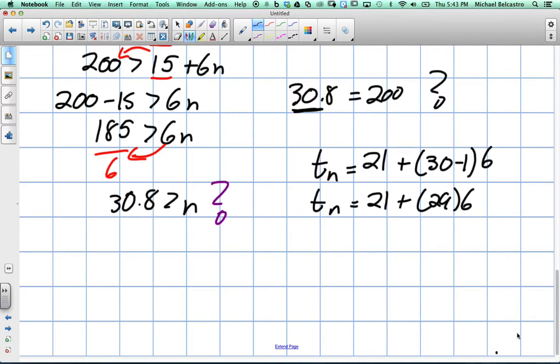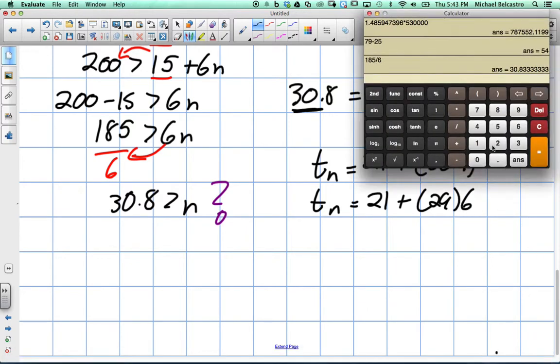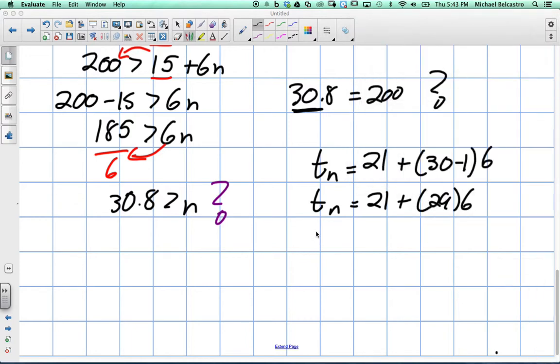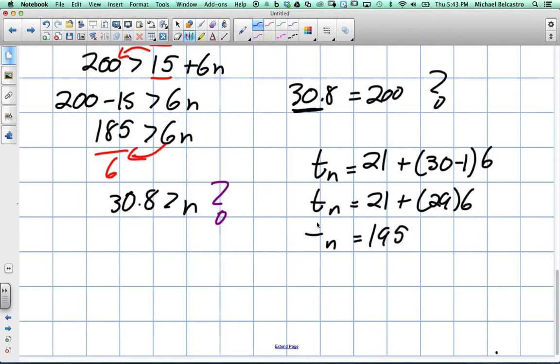So this part I can do all with my calculator here. 29 times 6 plus 21 equals 195. So Tn equals 195. Is that less than 200? Yes, it is. And because we're increasing by 6s every time, that works out perfect. So 30 terms are less than 200.